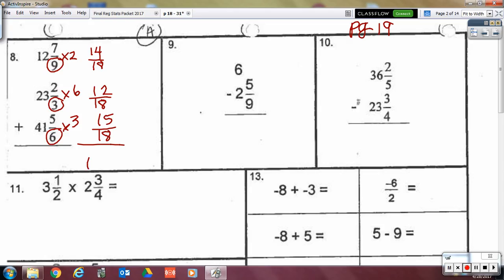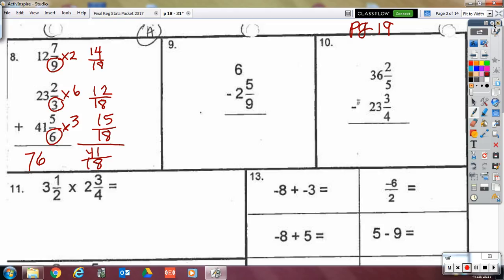Now, let's add all of those up. There is a denominator of 18. So 14 plus 12 is 26, 36, 41. Is that right? Did I add that right? 41. Okay. Now, let's go ahead and add up our other whole numbers. Okay? So our whole numbers altogether is 5, 6, 3. So is our whole number 76? All right. So what's the issue? What's the problem that we see here?